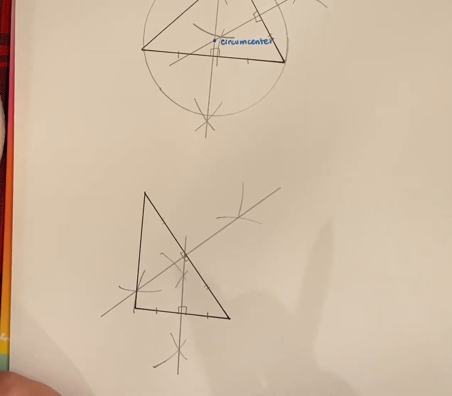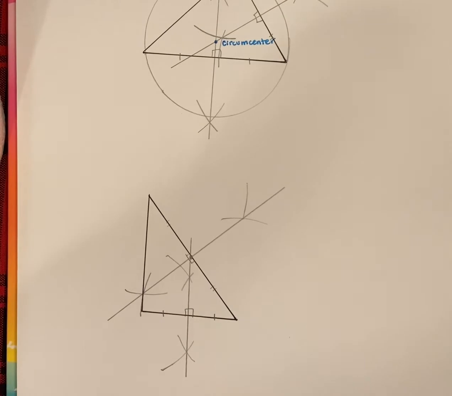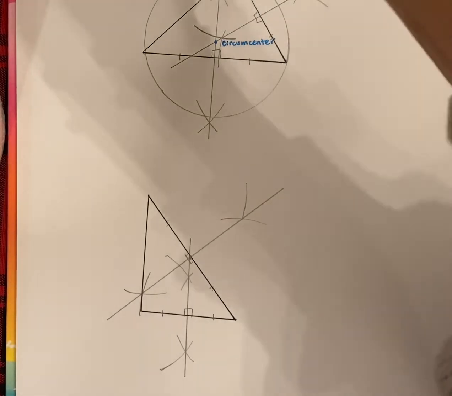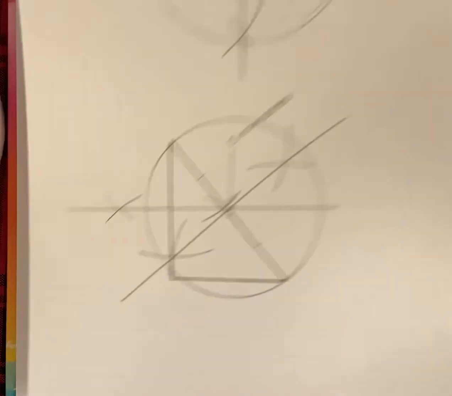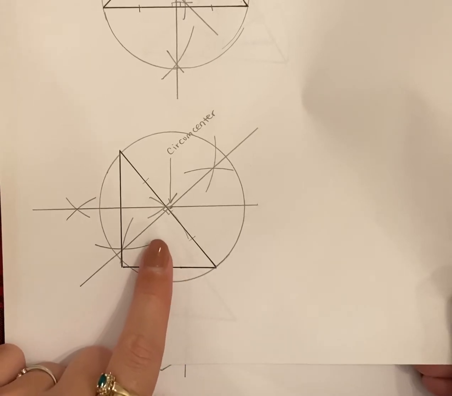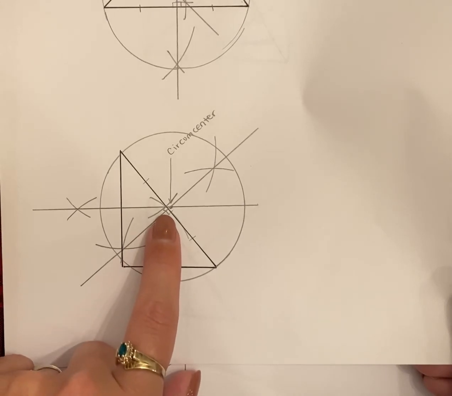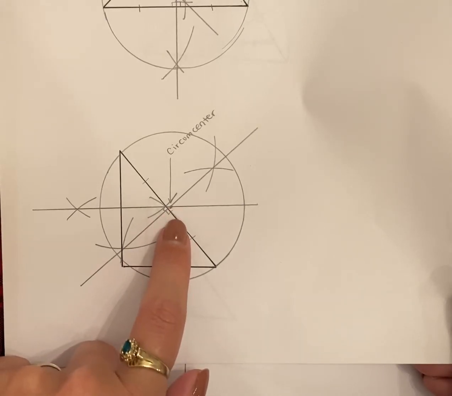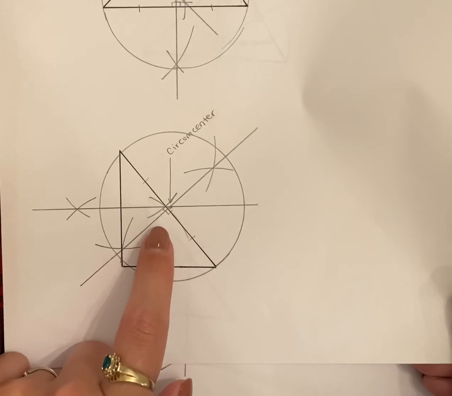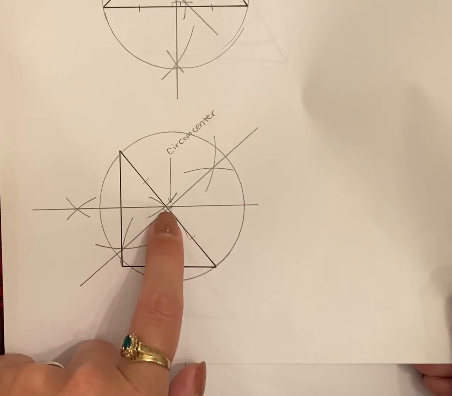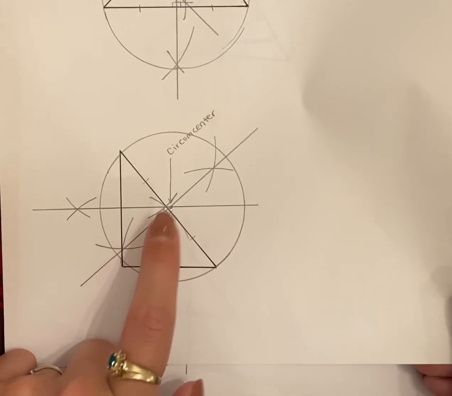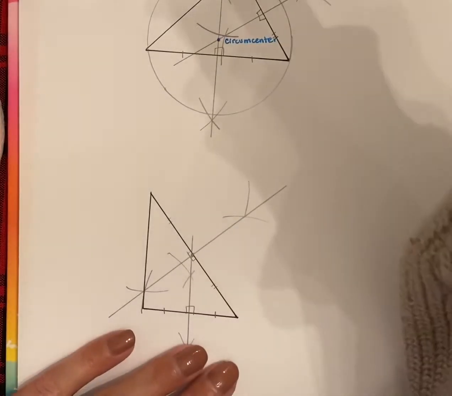I did one earlier, where is it? There it is. And I didn't measure again, and my right triangle was technically slightly obtuse. So the circumcenter was outside of the triangle. If it's an acute triangle, it's on the inside. If it's a right triangle, it's right on the hypotenuse. If it's an obtuse triangle, it's technically on the outside. But that's for another day.